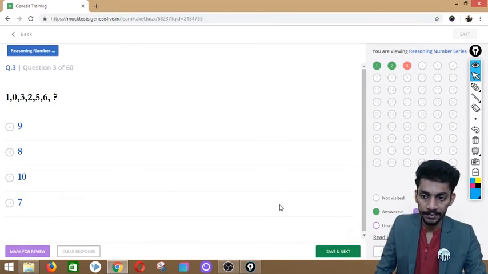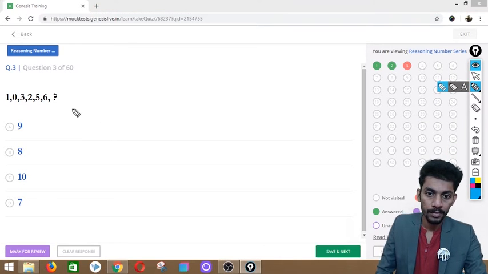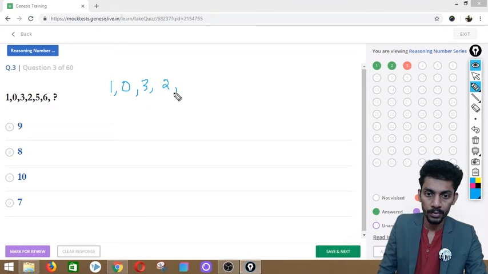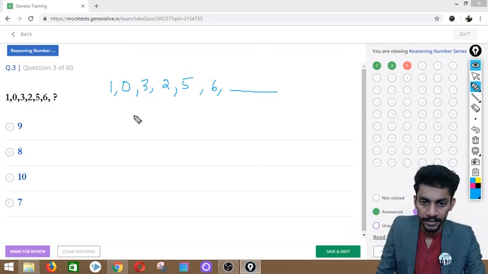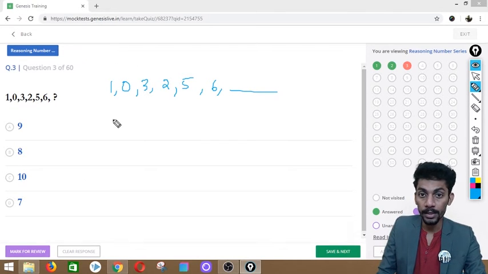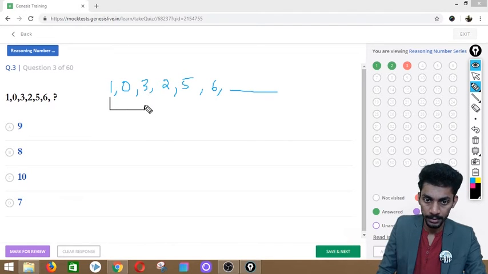Okay, next one. Question number 3. 1, 0, 3, 2, 5, 6 and dash. Okay. If you see the pattern very carefully here, first thing, remember to take the difference. Second thing, remember to check the alternative numbers. If you see the alternative numbers here, 1, 3, 5. If you see the other side, it is 0, 2 and 6.